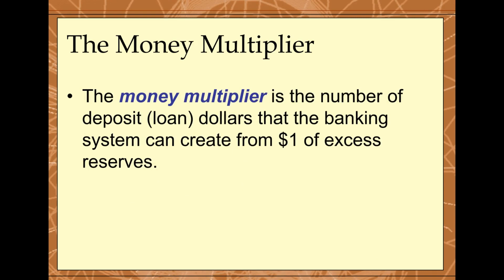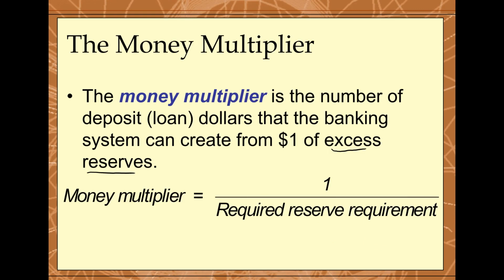And we could simplify this process or figure out how much money will be ultimately created by looking at what we call the money multiplier. The money multiplier is simply the number of deposits that the banking system can create from $1 of excess reserves, not from $1 of deposits, $1 of excess reserves. So the money multiplier is simply 1 over the reserve requirement. Now in our previous example, the reserve requirement was 20%. So that's 1 over 0.20, which is going to equal 5. So the money multiplier is 5.